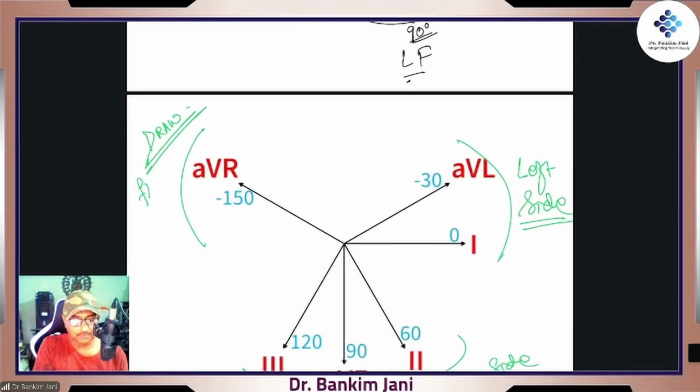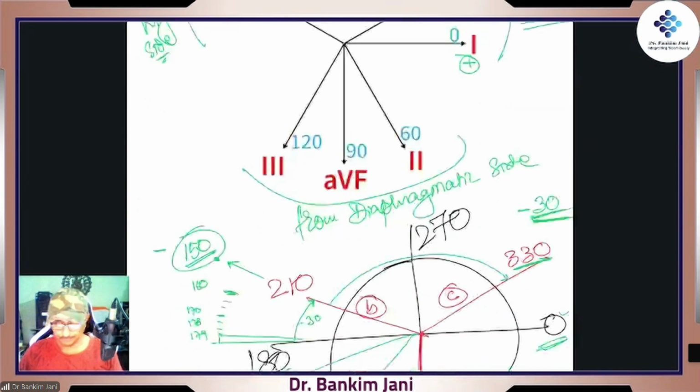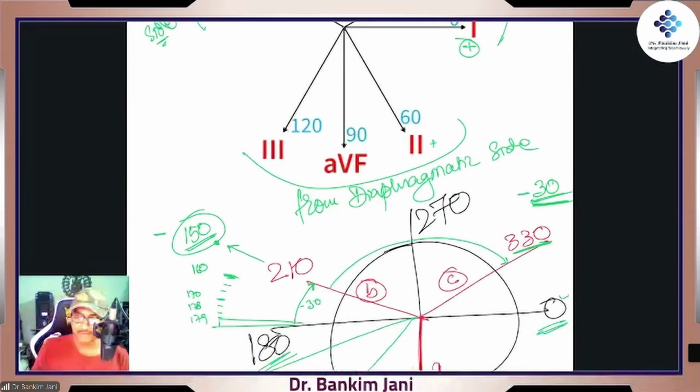And this from the right side. The same principle holds true. The plus side is what is watching. So this is plus. Why is this AVL plus? Because all of them, AVR and AVF, are made neutral. So this is plus. This is plus. Similarly, this one is plus.